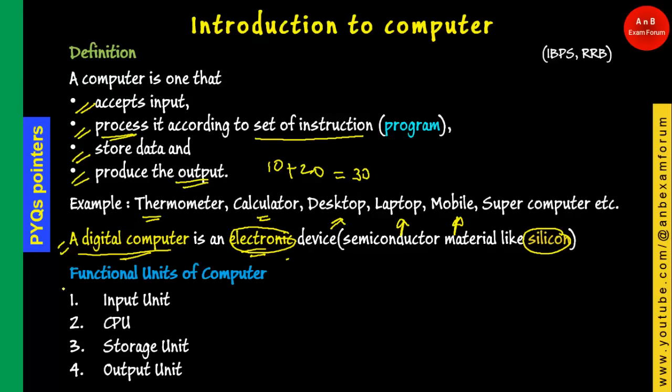And you should remember the functional units of a computer. I am again telling you, this is a basic definition of a computer. A computer can be any device which has these parts: an input unit, some sort of CPU, central processing unit, some sort of storage unit, and some sort of output unit. So these are the functional units of a computer.